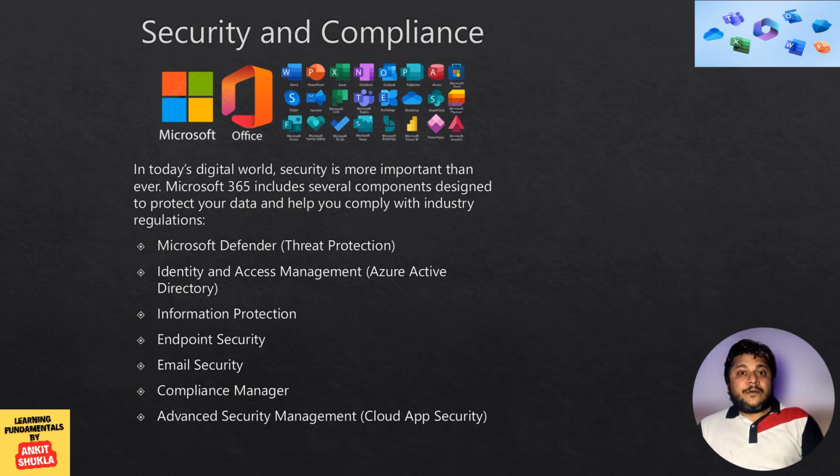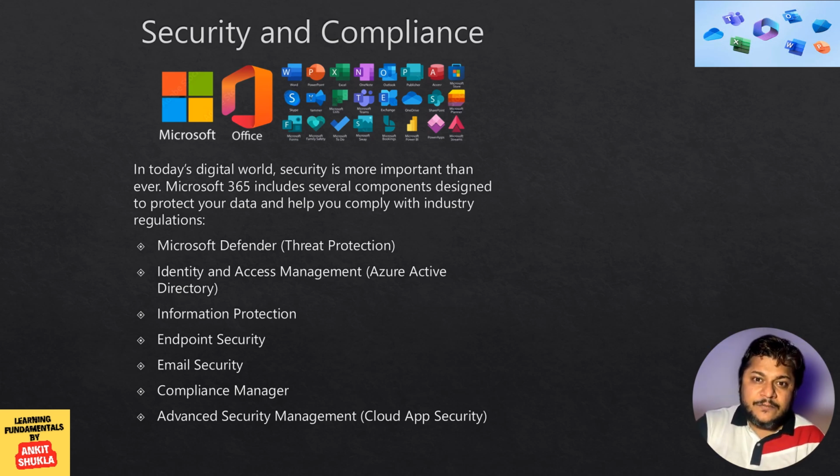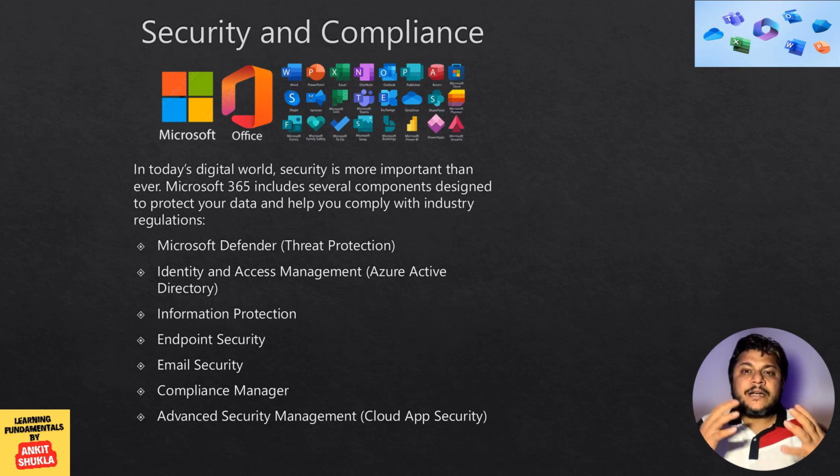Then you have email security. So you have Exchange Online Protection, which is built-in email filtering that protects against spam, malware, and other email-based threats. Then you have anti-phishing policies, which identify and block phishing attempts by analyzing the email content and the sending pattern or the behavior of the sender.